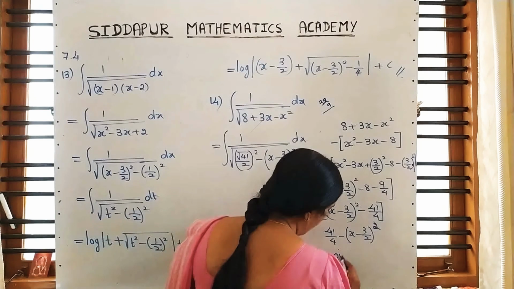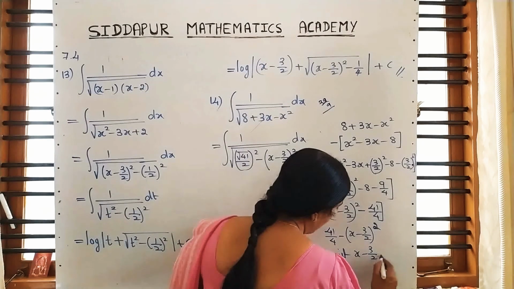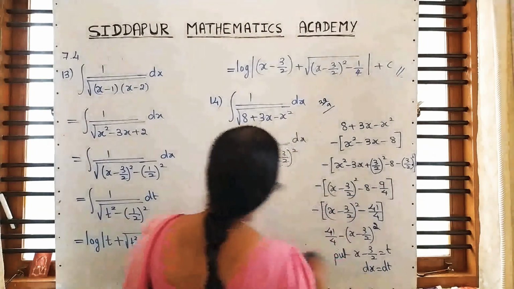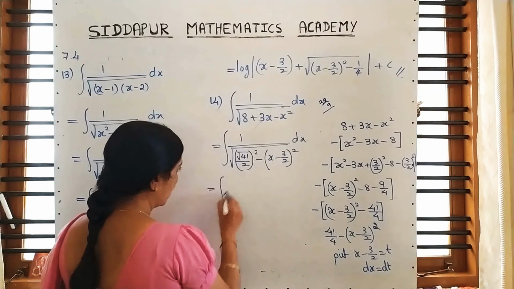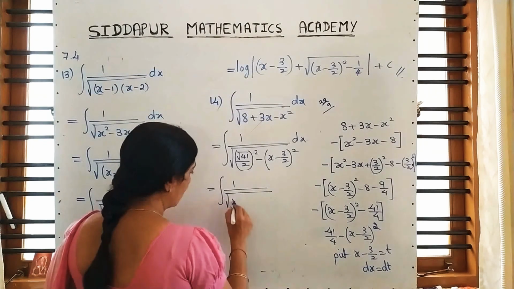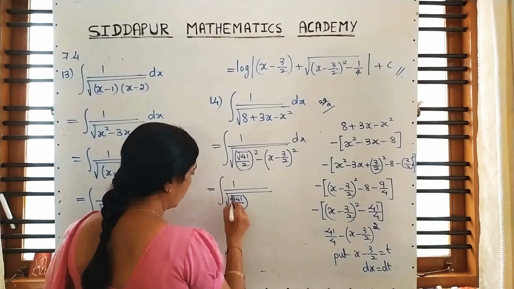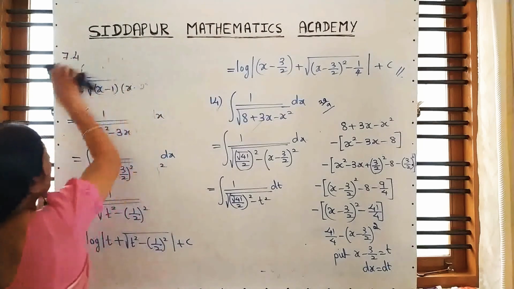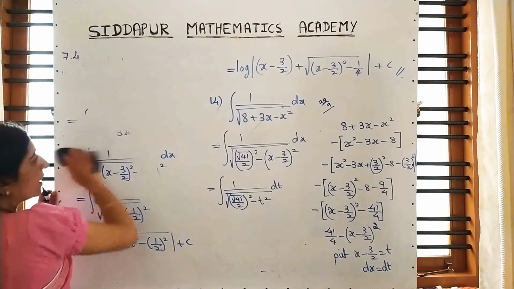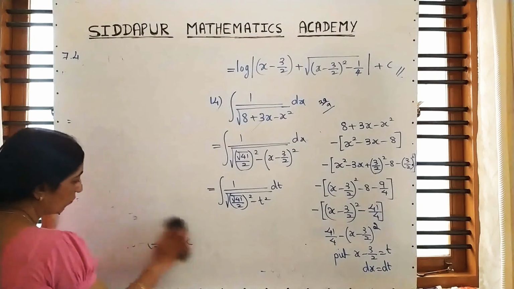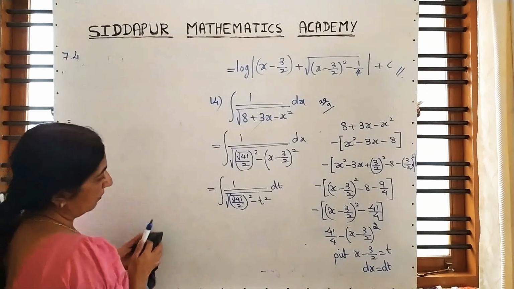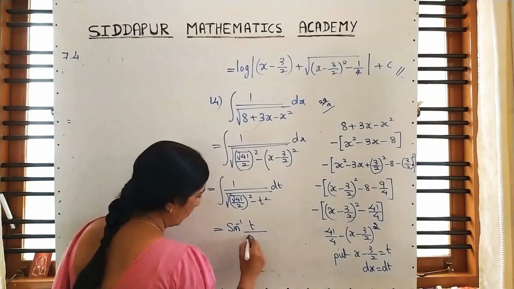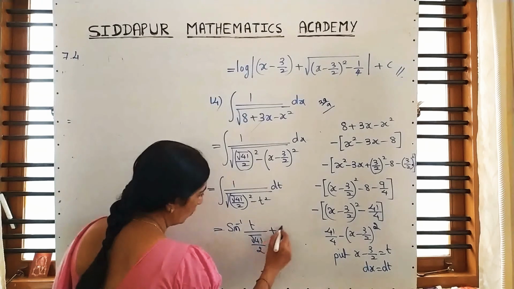And for our convenience, put x minus 3 by 2 as t, dx as dt. So write that. 1 upon root of (root 41 by 2) whole square minus t square dt. Have you remembered the formula? 1 upon root of a square minus x square. Yes, what is it? Sine inverse. Yes, now the students are intelligent, they are familiar. Sine inverse of t upon root 41 by 2 plus c.